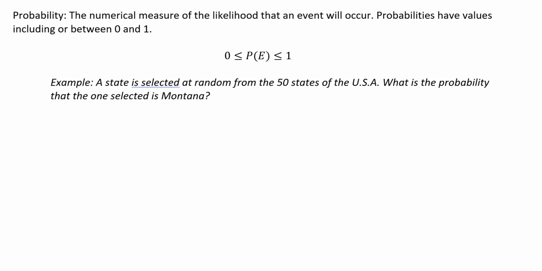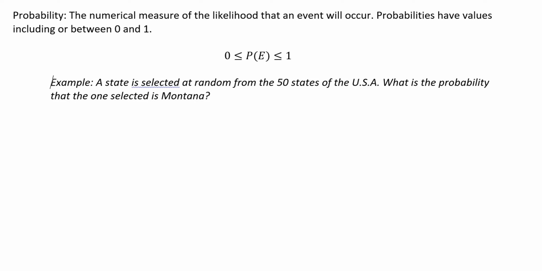Probability is the numerical measure of the likelihood that an event will occur. Probabilities will have values that include or are between 0 and 1. It means a probability could be 0, or it could be 1, or it could be any value in between. So probabilities are typically seen as fractions or decimals. Sometimes they're recorded as a percent. Let's start with a basic example.